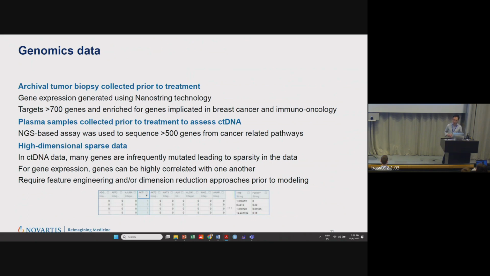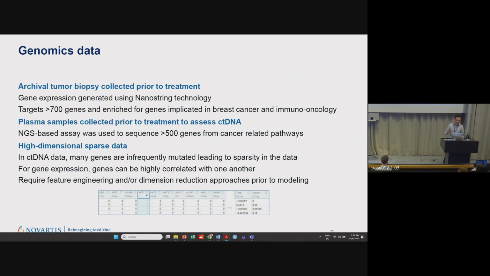Second source is plasma samples. They were also collected prior to treatment to assess the circulating tumor DNA. So those are based on next generation sequencing, and they were used to sequence over 500 genes from cancer-related pathways.